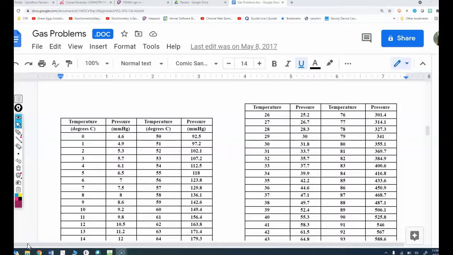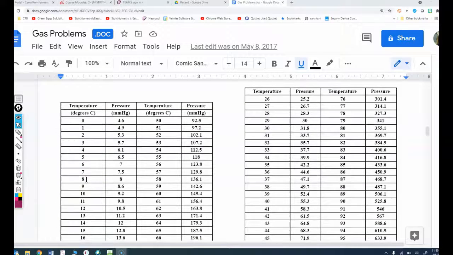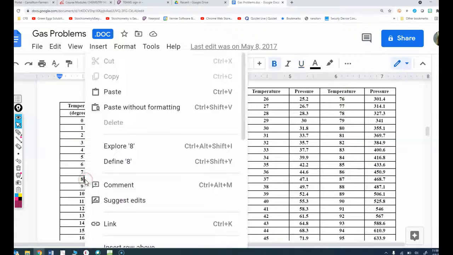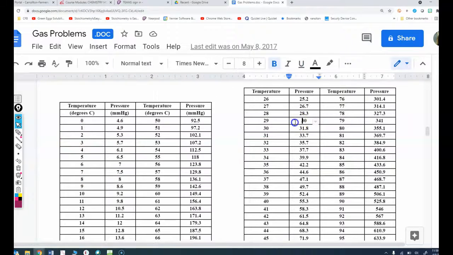Okay, so what you see before you is a listing of water vapor pressures at different temperatures. And you know that temperature and pressure are directly related. So we need to be able to take a look at how much pressure is attributed to the presence of water vapor in our collected gas. So that means we need to know the temperature of our water.